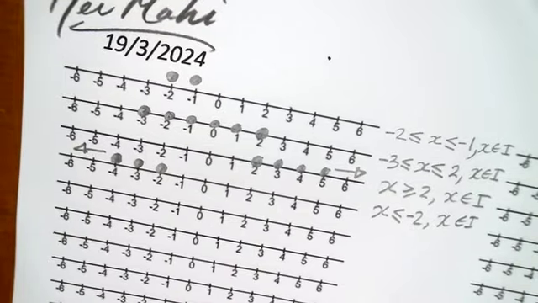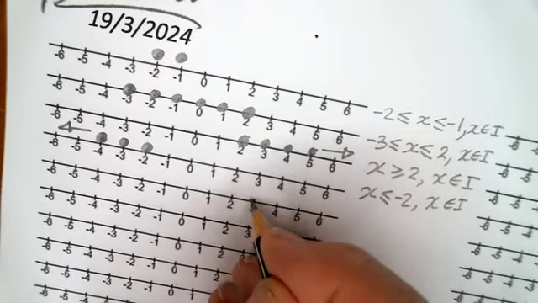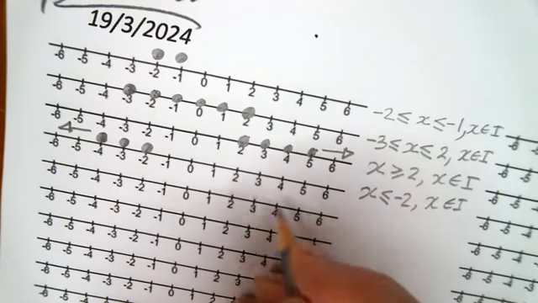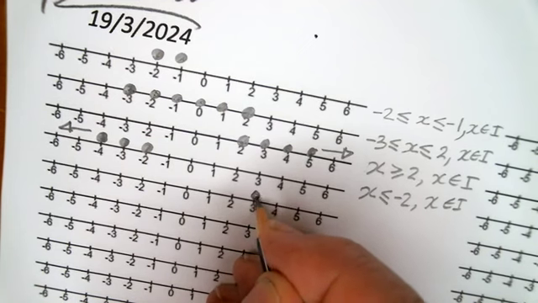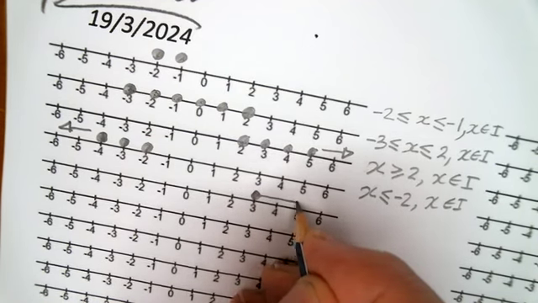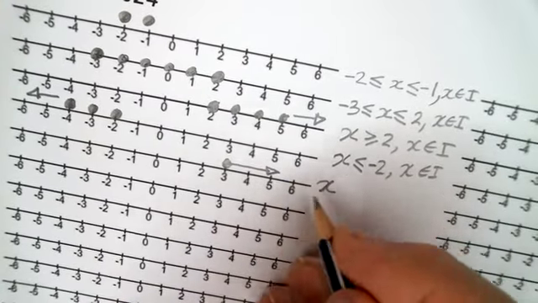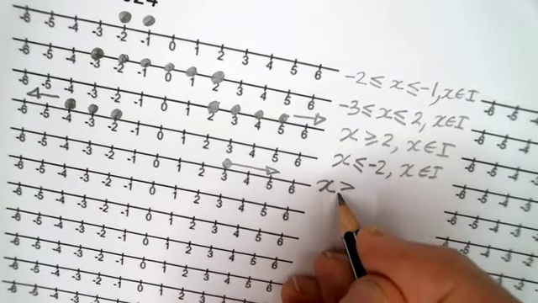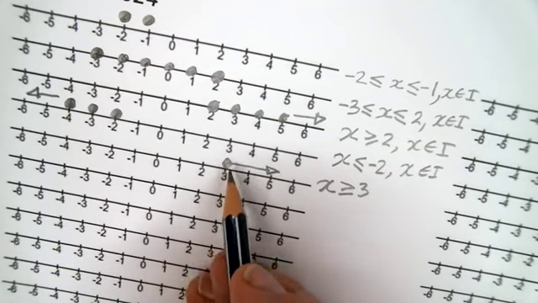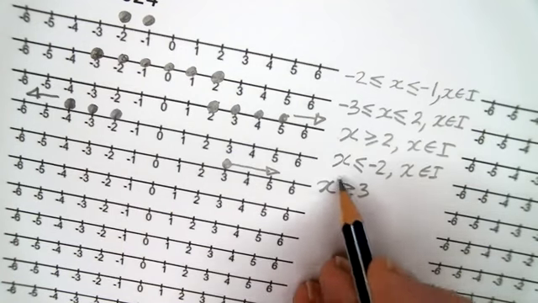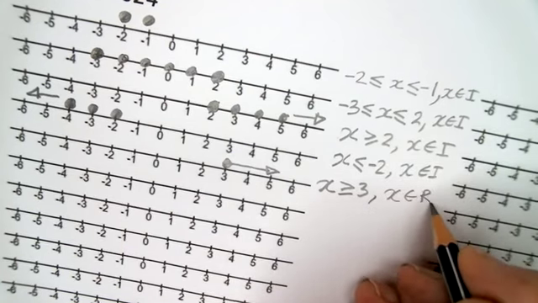Let's this time say we're going to go from, well, let's start going from 3 all the way up. So it's going to be from 3, and it's going to be 3 all the way up forever. So we're going to say x is equal or greater than 3. It's going to be including this dot and everything else higher. So it's got to be equal to 3 and greater than 3, and x obviously is a real number.